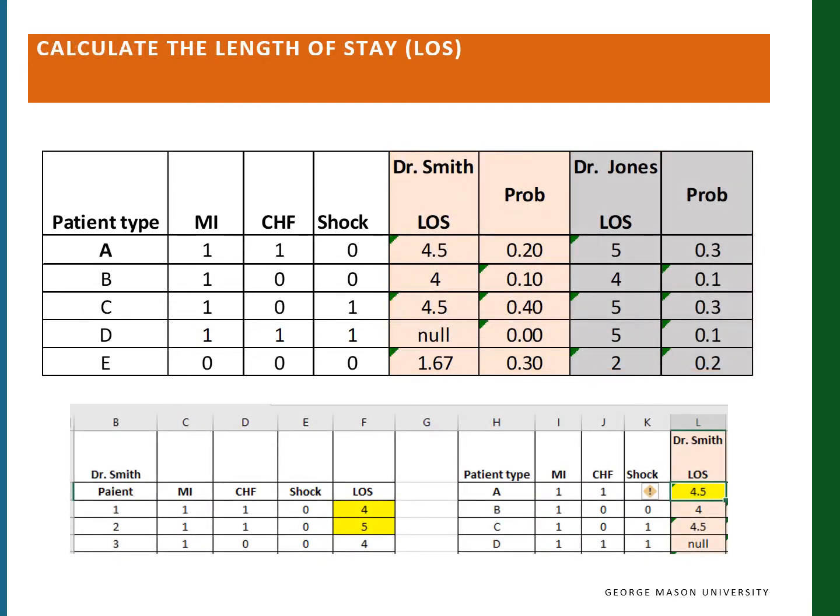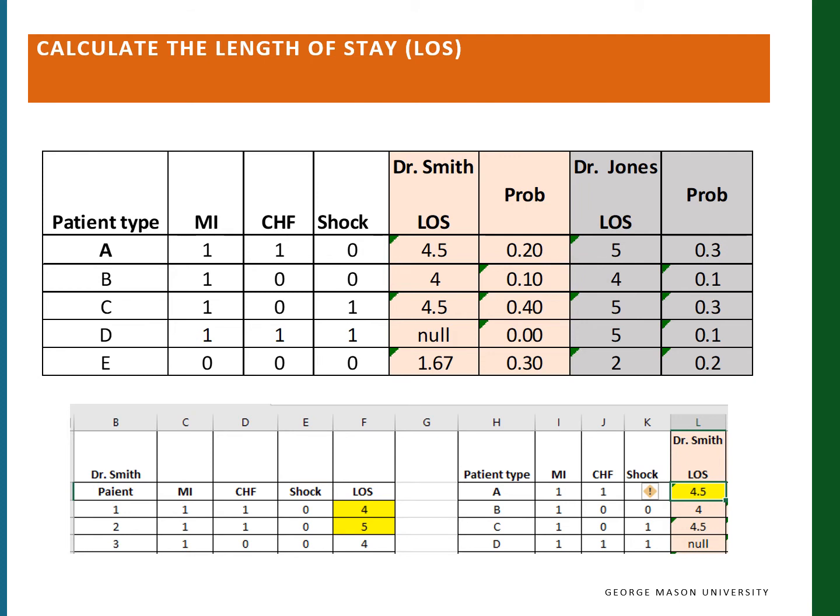The next step is to plot the calculations to compare the two physicians. First, get the average of length of stay for each patient type. For example, the length of stay for patient A with a diagnosis of MI and CHF with no shock is 4.5. That 4.5 came from patient 1 and 2 under Dr. Smith, which is 4 and 5. You divide it by 2 and you come up with 4.5. And you do that with the rest of the types of patients.